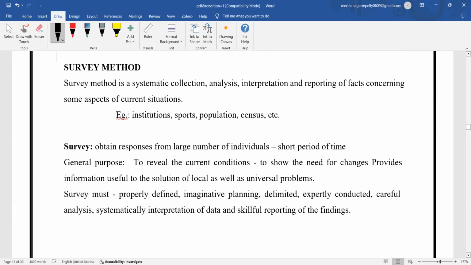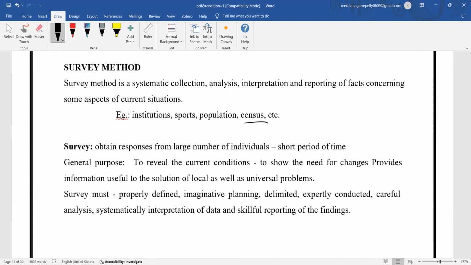Survey method is a systematic collection, analysis, interpretation, and reporting of facts concerning some aspects of current situations, such as institutions, sports, population, census, etc. Census is the best example given here. Let us take census as the example now.